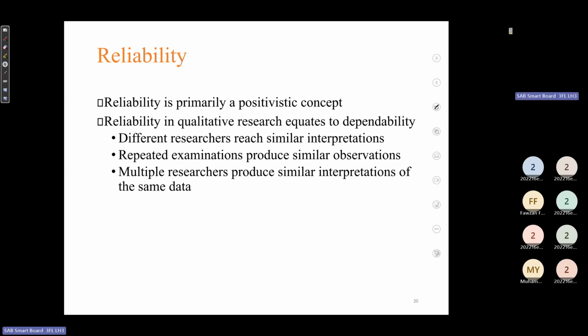But then we have reliability. That's again a quantitative concept. In qualitative research, we call it what? Reliability is a positivistic concept, but here we call it dependability. So please take down: dependability is what we call it in qualitative research. We don't call it reliability, we call it dependability. How you can depend on the findings.